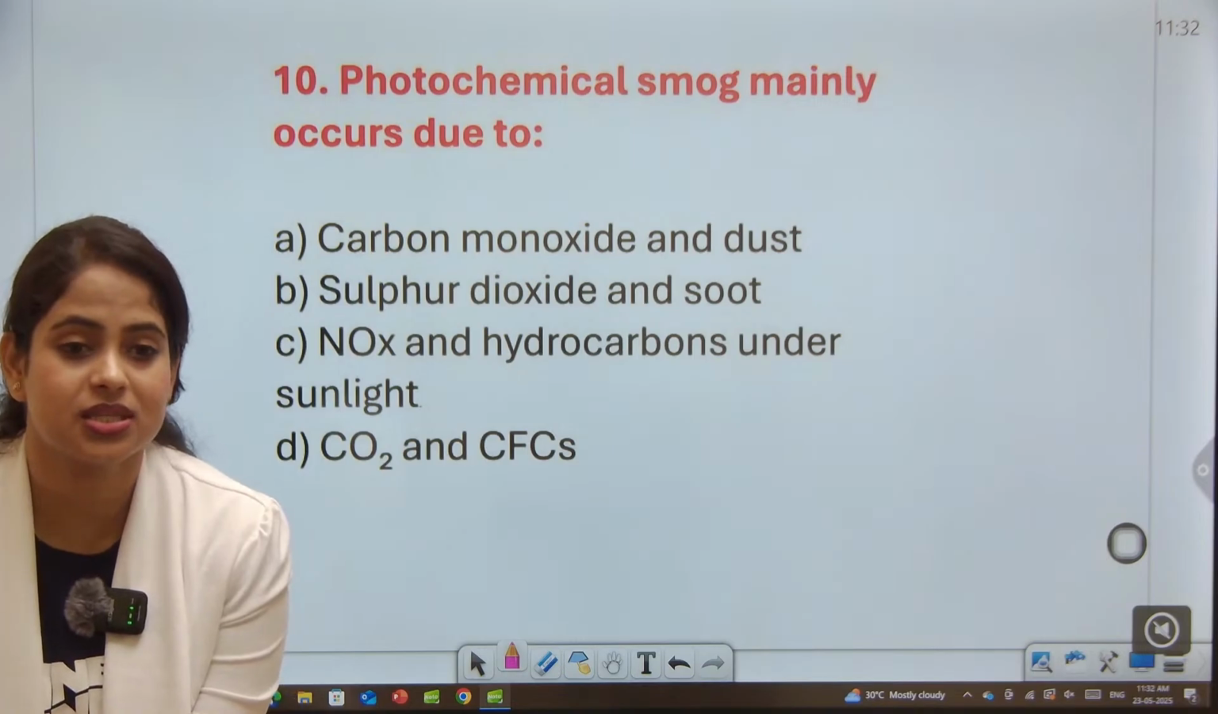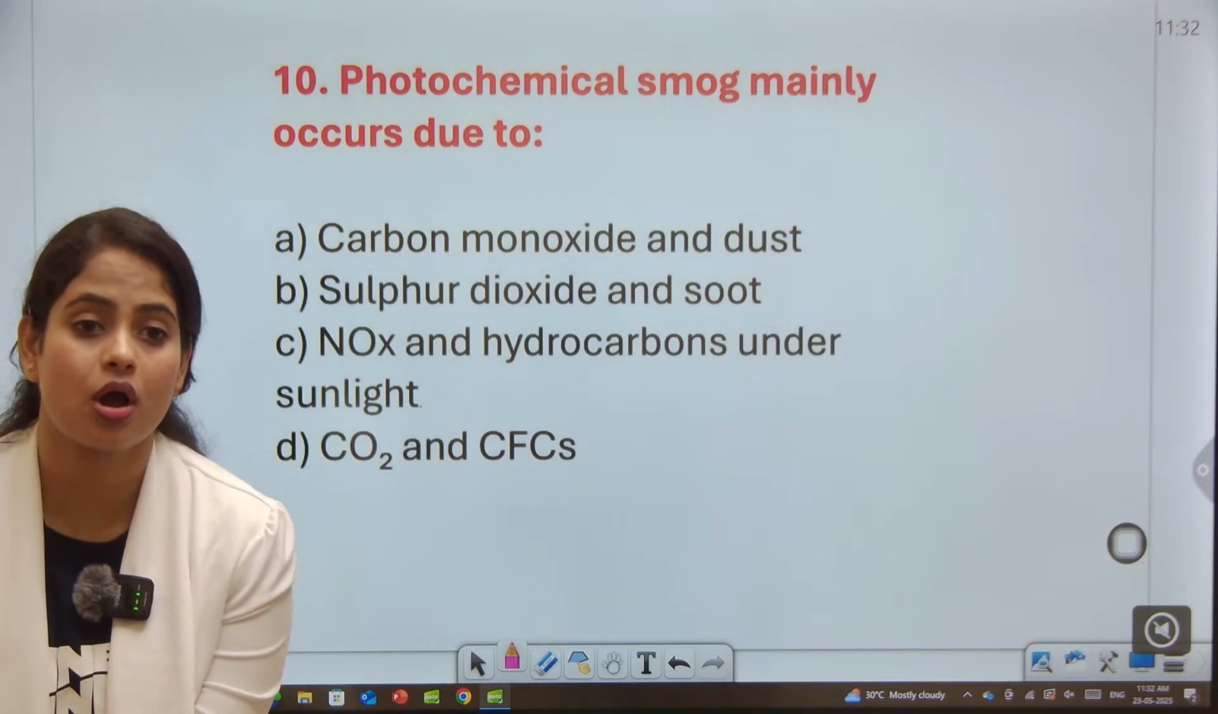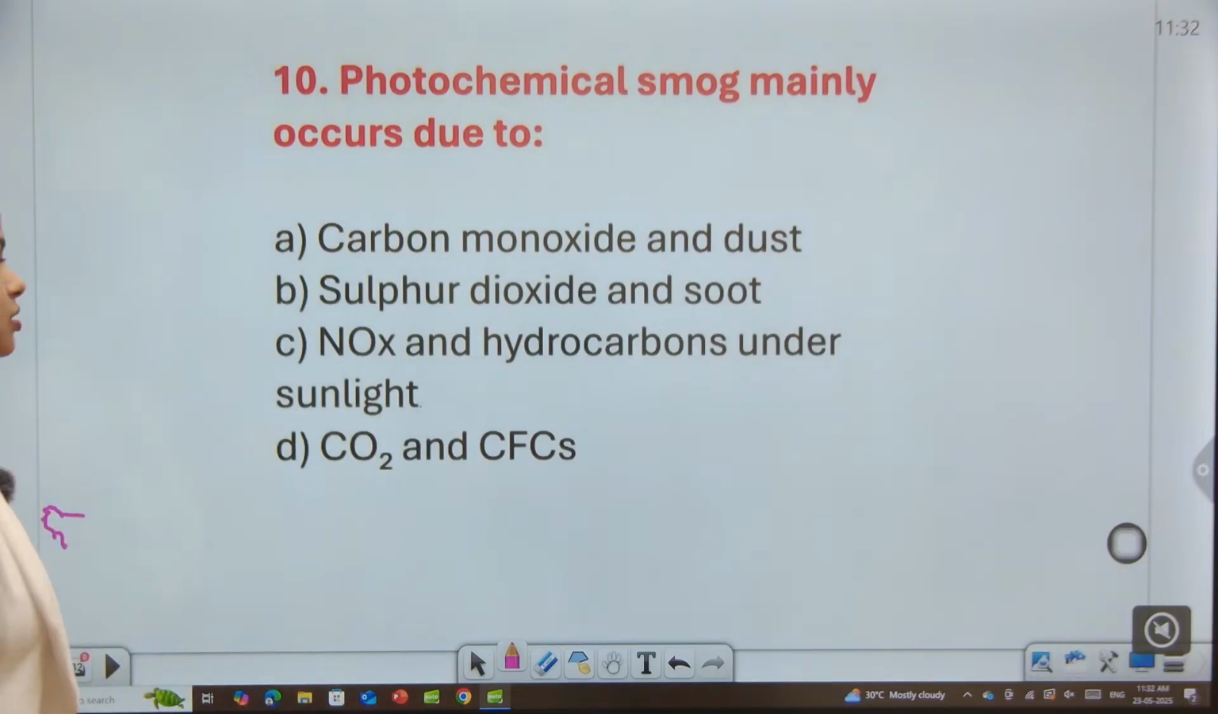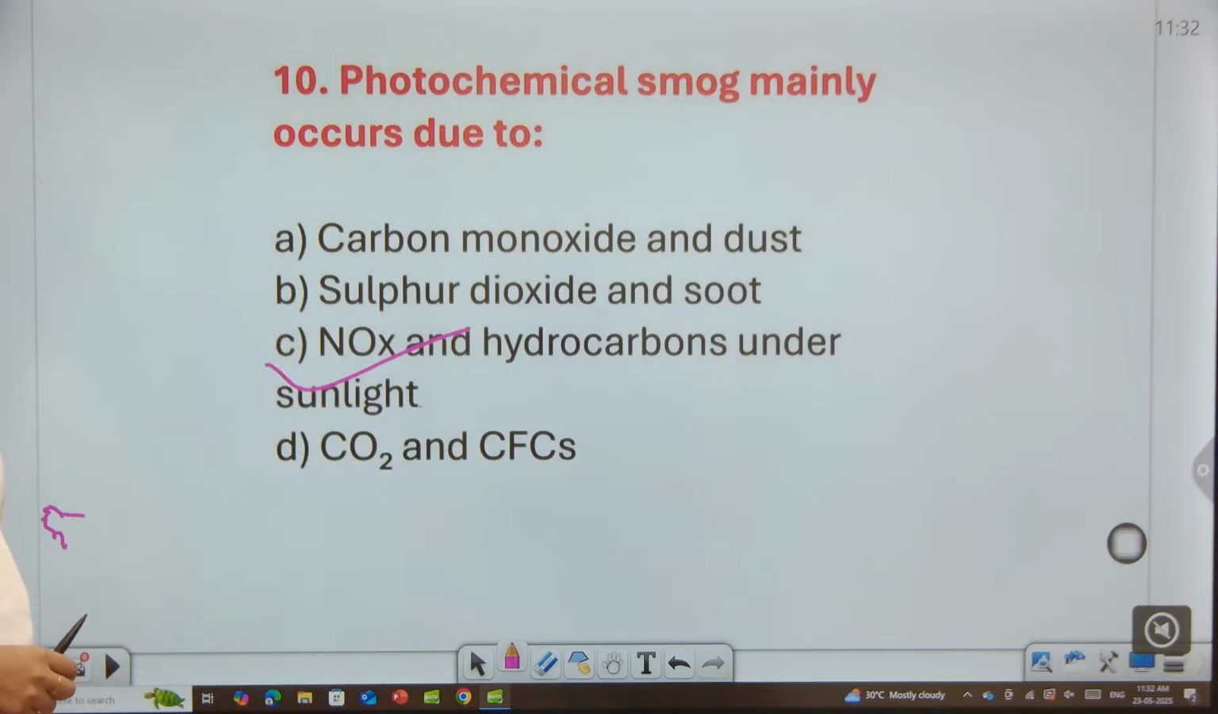Okay, your answer there. Photochemical smog mainly occurs due to what? Nitrogen oxides and hydrocarbons under what? Under the sunlight. Clear?